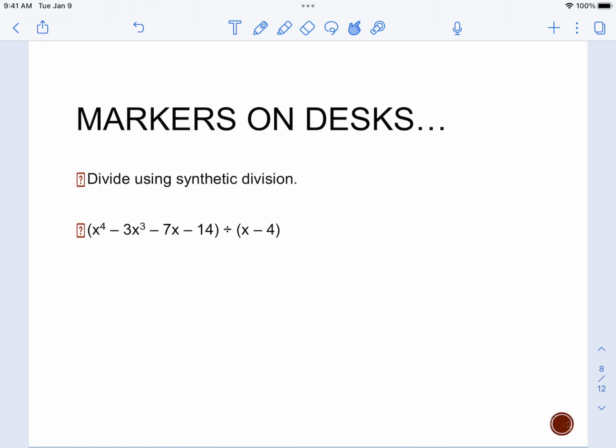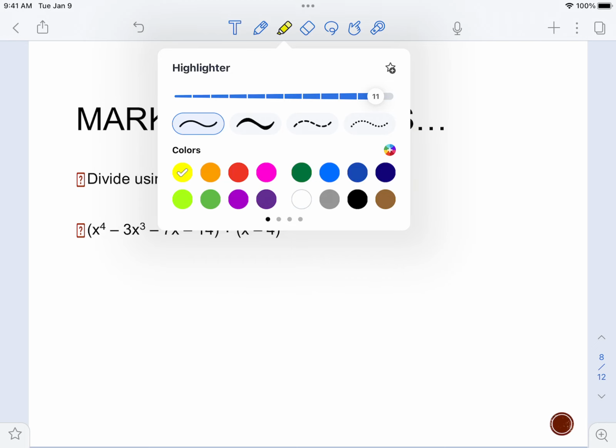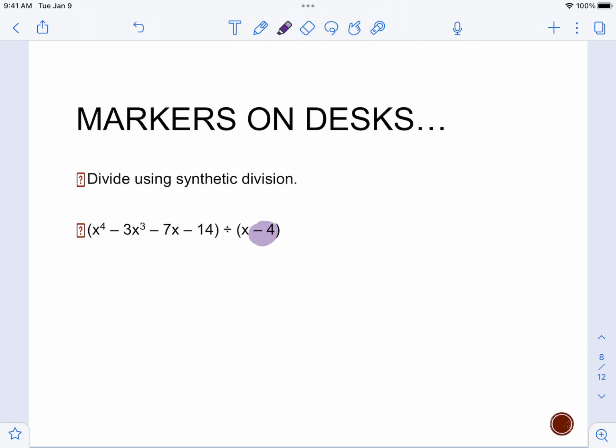All right, dividing using synthetic division. Again, pause, try this one out, and then resume when you are ready. All right, so first step, we are going to take this x minus 4, and we're not going to use a minus 4, we're going to use a positive 4. So 4 goes in the little box.